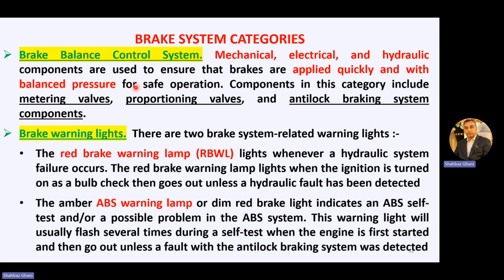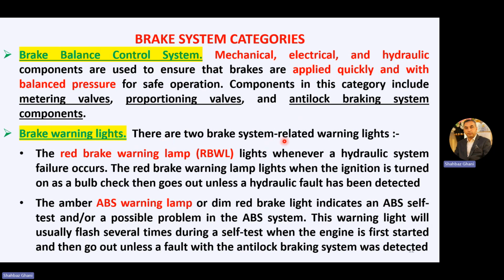If the pressure applied is not balanced, then we have serious consequences. Components in this category include the metering valve, the proportioning valve, and the anti-lock braking system components. So these are the five main categories for the brake system, and the sixth one is the brake warning lights.